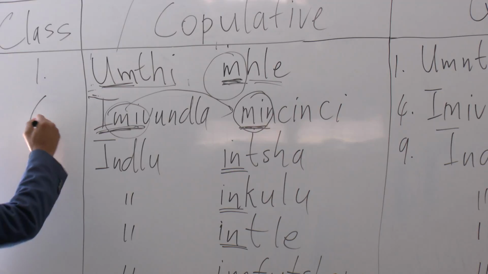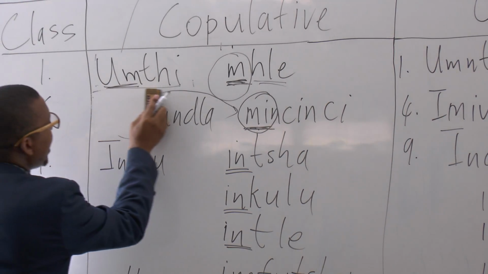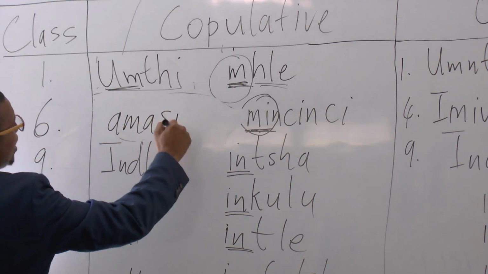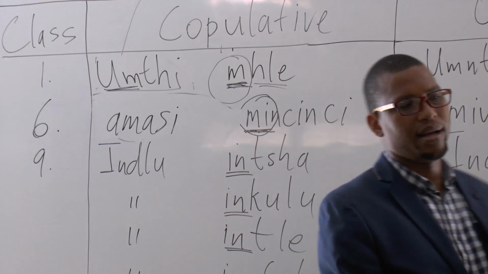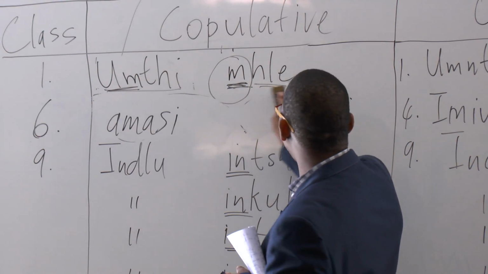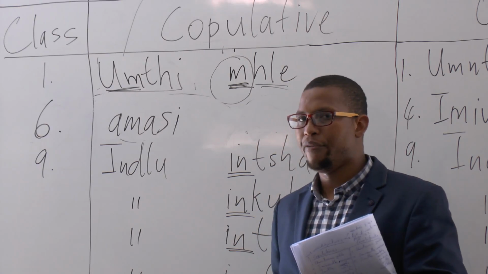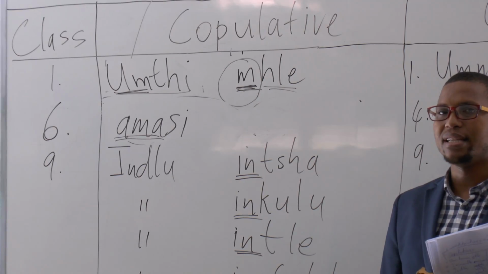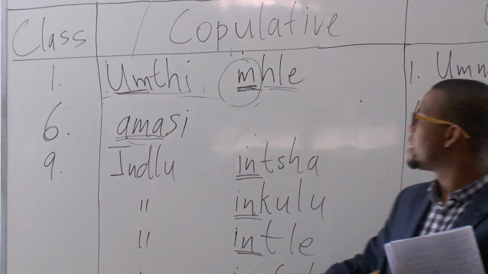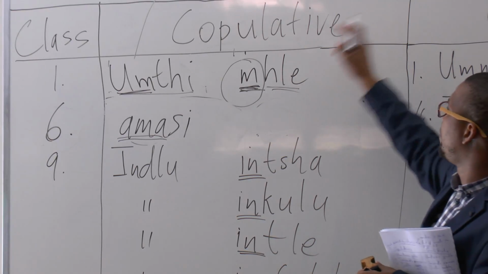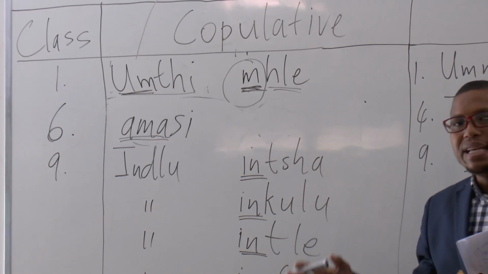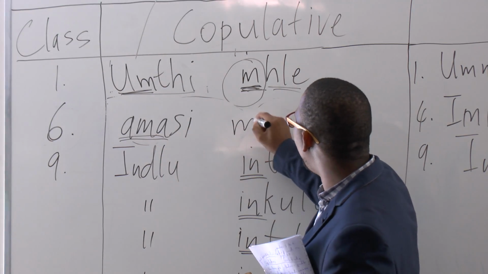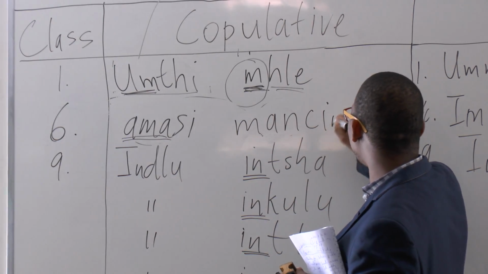Another example which might be similar to class 4 will be class 6. Let's give you an example under class 6. For class 6, let's say amasi, sour milk. The prefix for class 6 is ama. When you want to use this in a sentence with an adjective as a copulative, the sour milk is little. It will be amasi ma. Amasi ma.